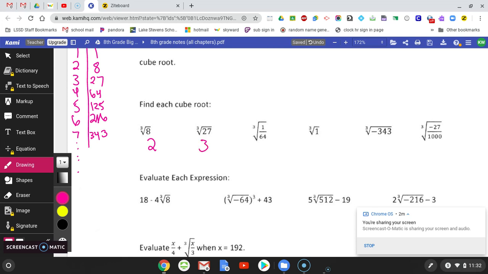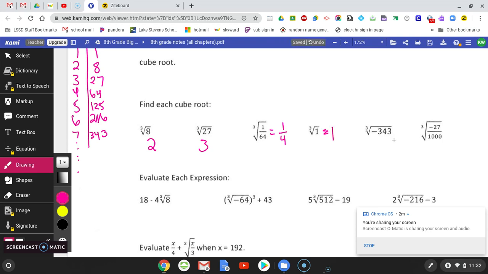Now, when we had square roots, we could have both a positive and a negative answer. That's not the case here, because if I do 2 times 2 times 2, it's 8. But if I do negative 2 times negative 2 times negative 2, that gives me a negative 8. So it's not going to have 2 answers as a possibility. It's only going to have 1. The next one, I can take the cube root of 1, which is 1, and the cube root of 64, which is 4.